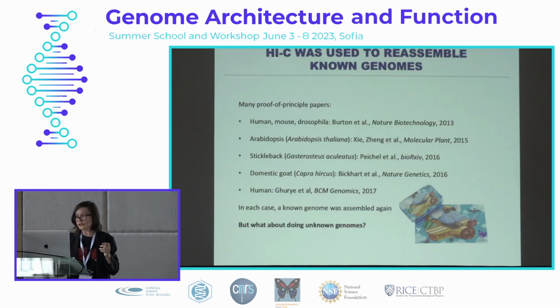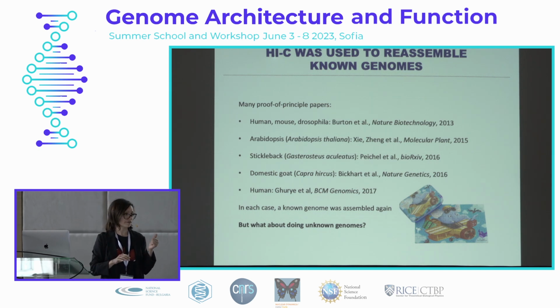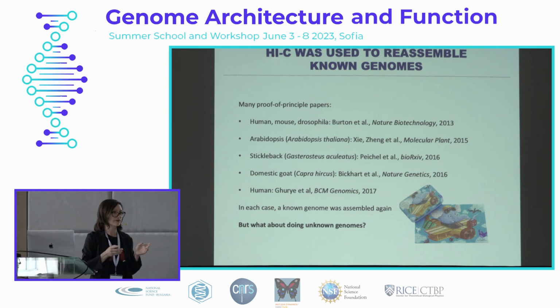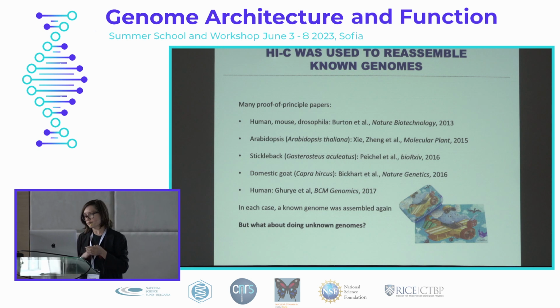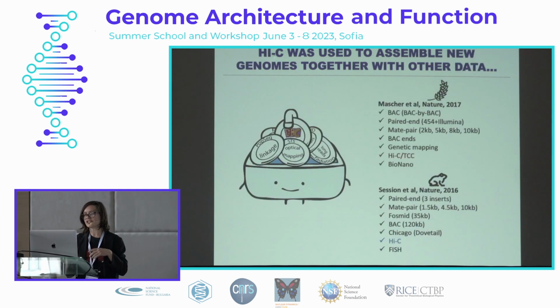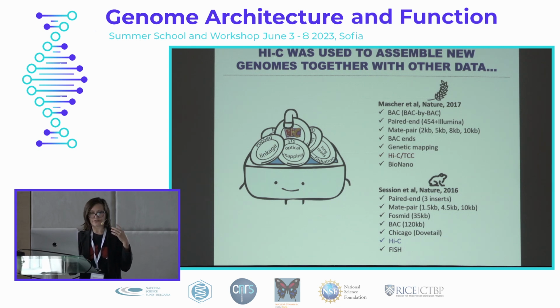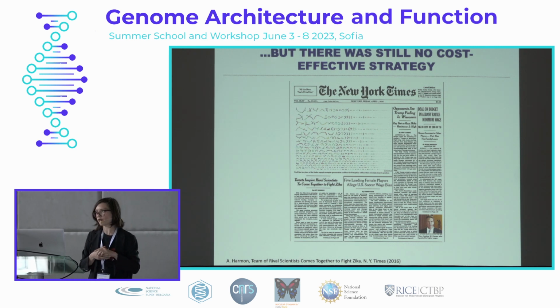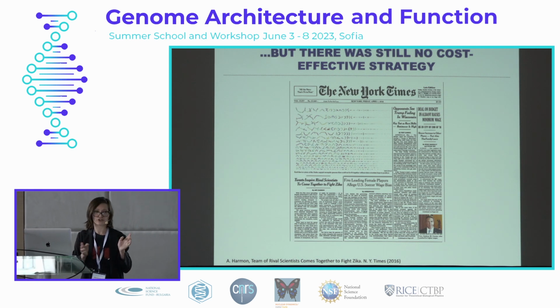People realized that this signal is useful pretty much from 2009, when the first version of Hi-C, the high-throughput 3D chromosome conformation capture method, came out. There's been a bunch of really great work where people would try proof of concepts, reassembling existing genomes, adding Hi-C to the other types of methods used for scaffolding. But overall, as of say 2016, there was still no cost-effective strategy to assemble genomes end-to-end.